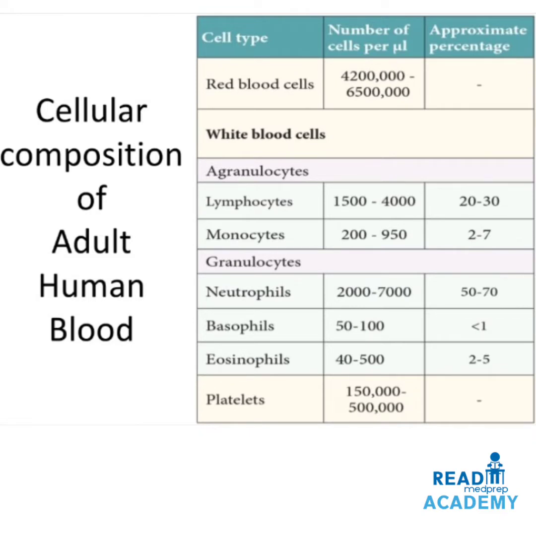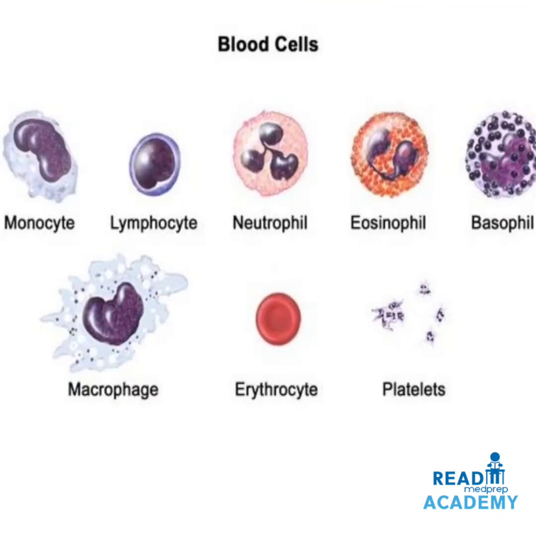Granulocytes, the neutrophils, around 2000 to 7000 per microliter, about 50 to 70%. Basophils 50 to 100, less than 1%. Eosinophils 40 to 500, about 2 to 5%. Platelets 150,000 to 500,000 per microliter. You can see in this image the different types of blood cells.